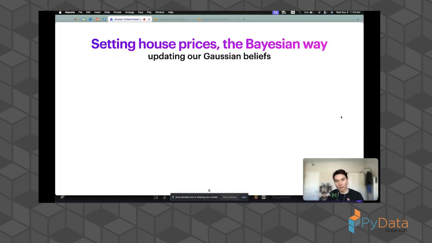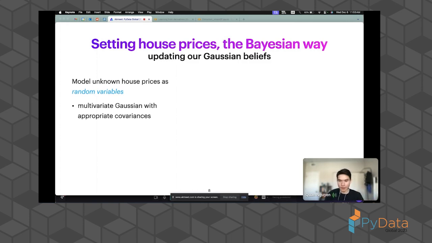Okay, so at this point, you might already see where we're going, where we're trying to relate this back to the original example with the housing price. And the connection here is this, right? We can model the unknown house prices as random variables using a multivariate Gaussian distribution with appropriate covariance values. And then we will use this update procedure to see when the value of one random variable is revealed, how would that affect the distributions of the other random variables? Or how would that affect our knowledge about the other house prices?